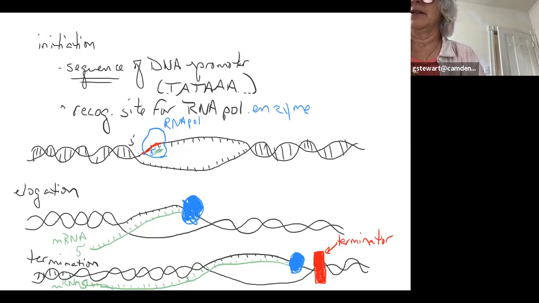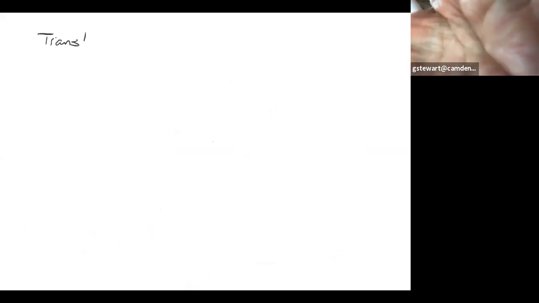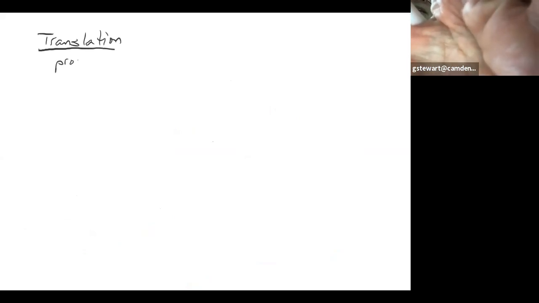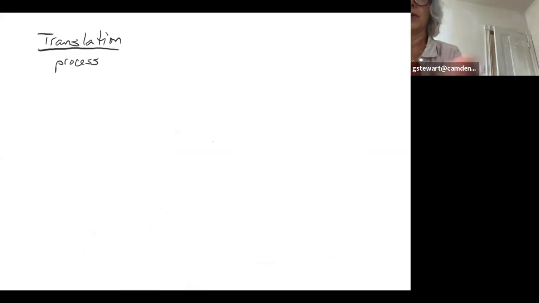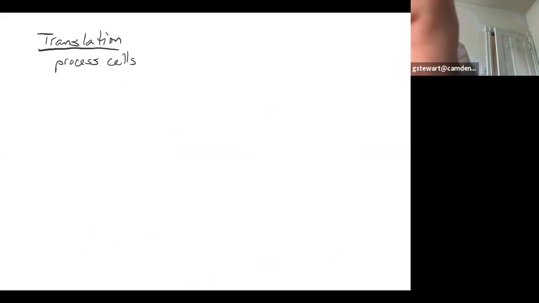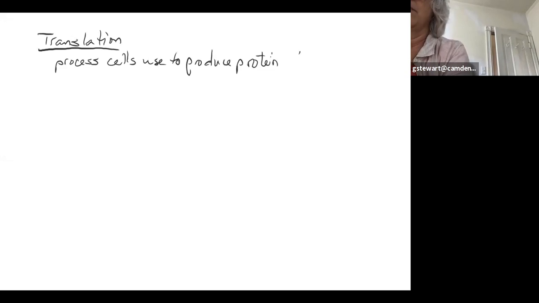All right, so now that brings us to translation, which is the process. I know, why do they all have to have trans in them? I don't know. It's going to get worse too because there are more trans words later. This is the process that cells use to produce protein from messenger RNA.